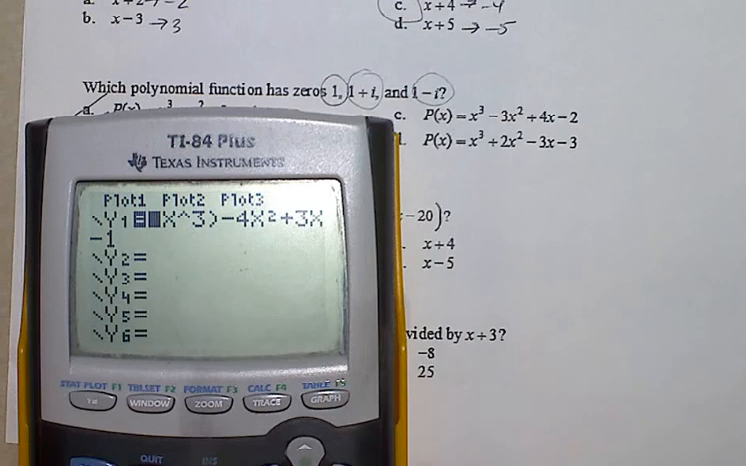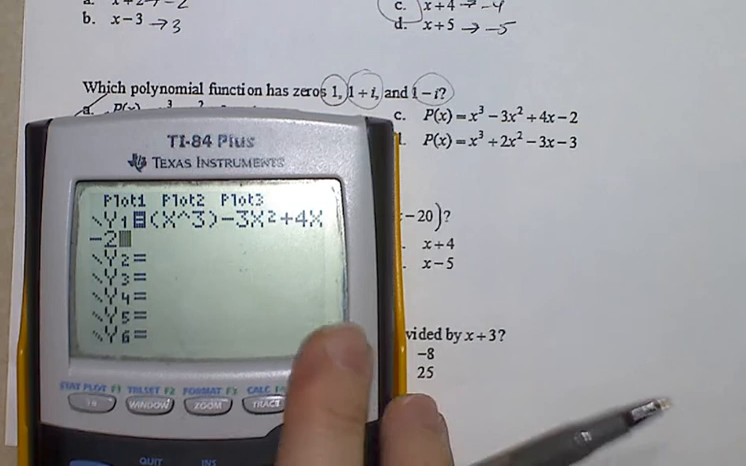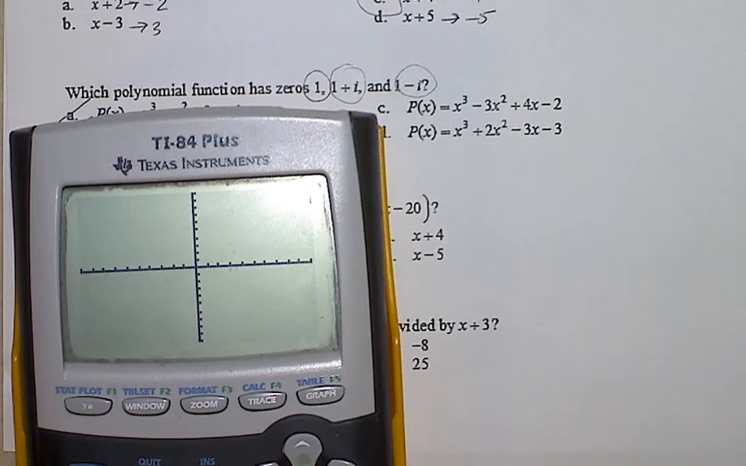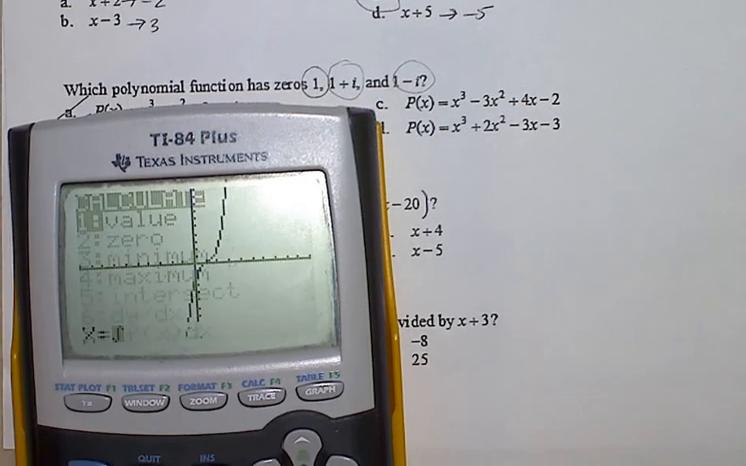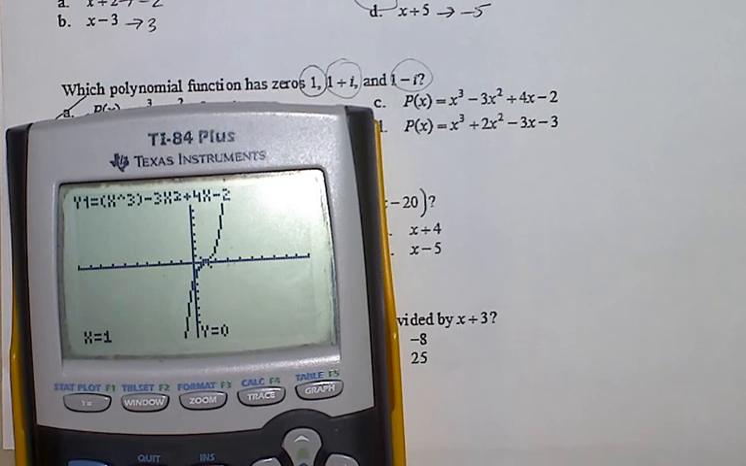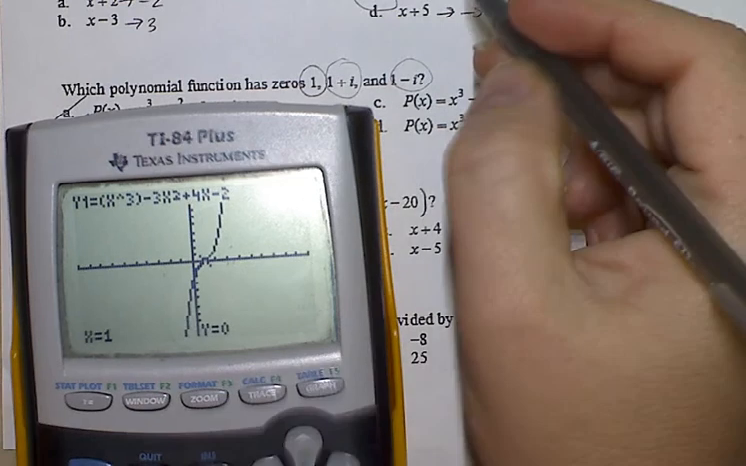So I'm going to keep the x to the 3rd. I'm going to change this -4 to a -3, the +3 to the +4, and subtract 2. Okay, does this appear to have one x-intercept at 1? If you want to justify it, second trace value, you're checking what is the y-coordinate with x equals 1, and that is correct. Correct answer is C.